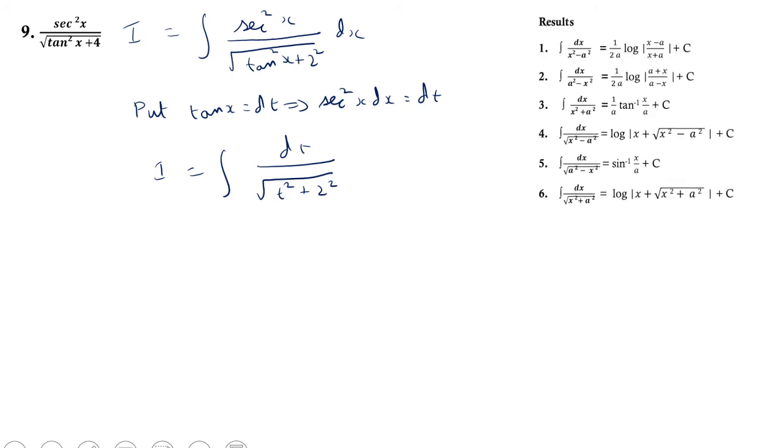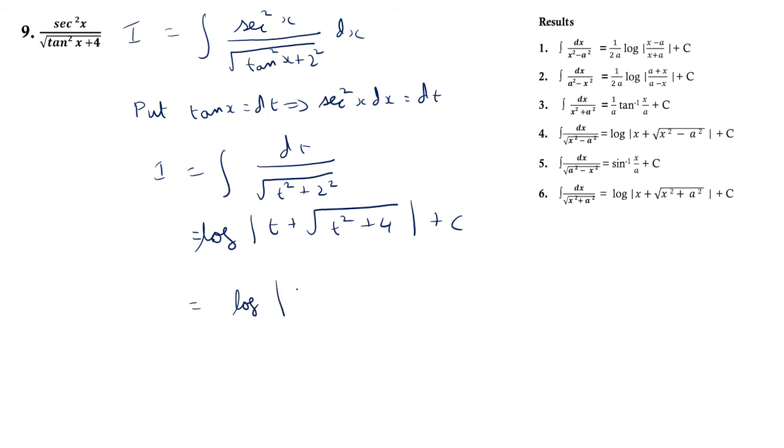So similar to the previous question, the same result we can use: integral dx by square root of x square plus a square is equal to log mod x plus square root of x square plus a square plus c. So that result itself we can use, so this is equal to log mod t plus square root of t square plus 4 plus c. So finally we can substitute t in terms of x, which is tan x plus square root of tan square x plus 4 plus c. So we got the integral of the given function.